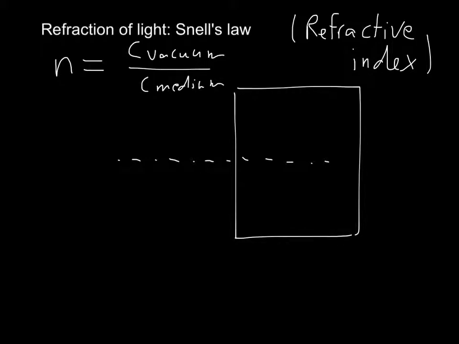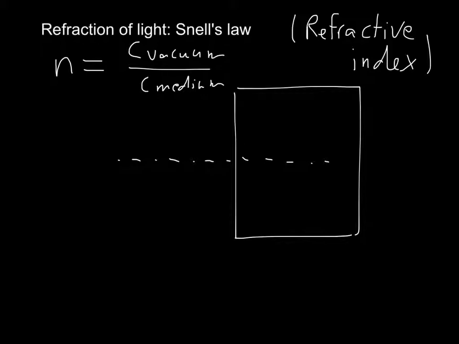So imagine that the speed of light in glass is half of that in vacuum. Then n equals 2, because this divided by this is 2. Imagine that the speed of light is 1.5 times slower than in vacuum. Then this will be 1.5, and so on. So the idea is that the bigger that n is, the slower the light travels in that medium. So if I have an n of 30, it means that light travels 30 times slower in that medium than in vacuum.